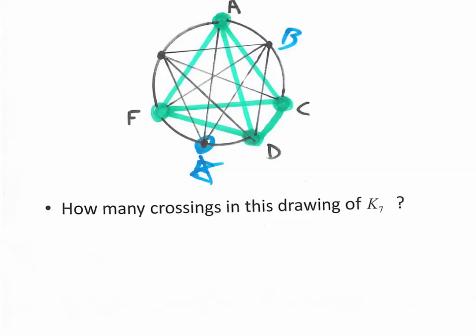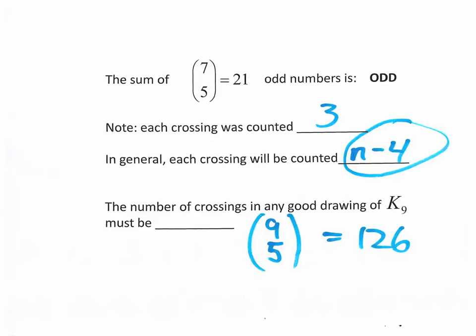So if we add up all of the crossings in all of the K5s in the K7, we're really adding up 21 odd numbers, and each crossing would be counted 3 times. Okay, so in general, if you have a drawing of Kn, you play the same game. You look at K5s in the Kn, you would in effect be counting each crossing n minus 4 times. If n is odd, then n minus 4 will be odd as well.